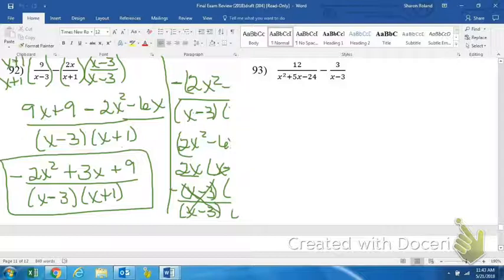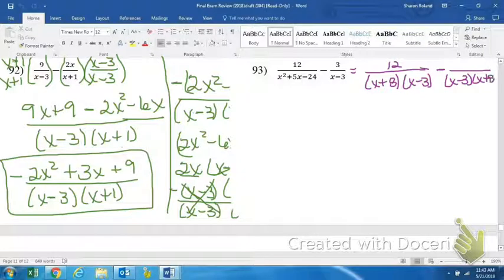Okay. We have to get a common denominator here as well, and before we can do that, we have to factor the denominator of the first term. And so the factors of 24 that subtract to give you 5 are 8 and 3. So it's going to be x plus 8 times x minus 3. 12 is on top. You're going to have the same thing here. Okay, you have a 3 up there already, but since we added that x plus 8 in the denominator, you have to have it in the numerator as well.